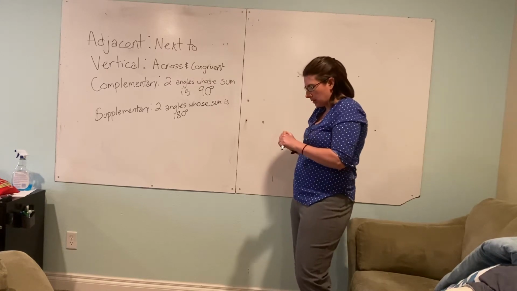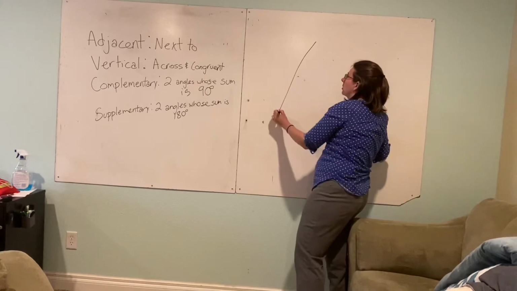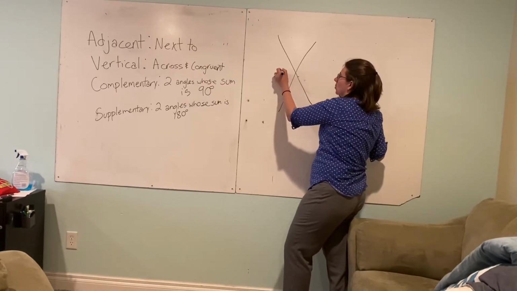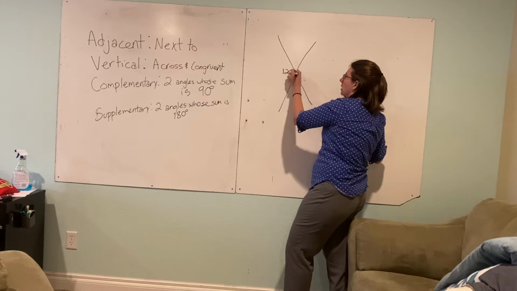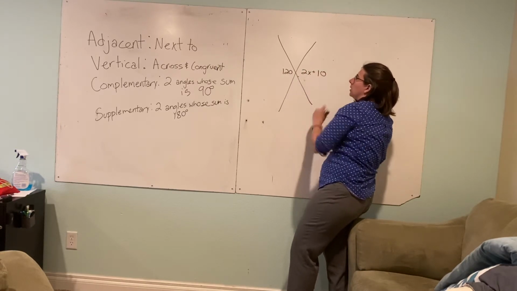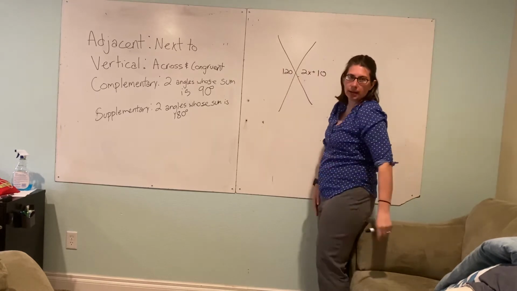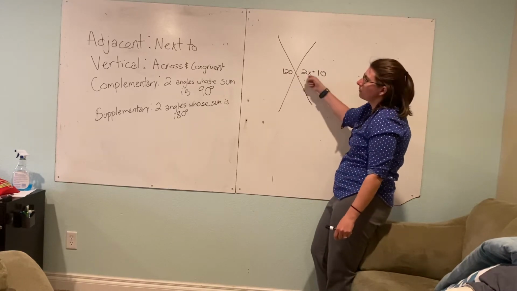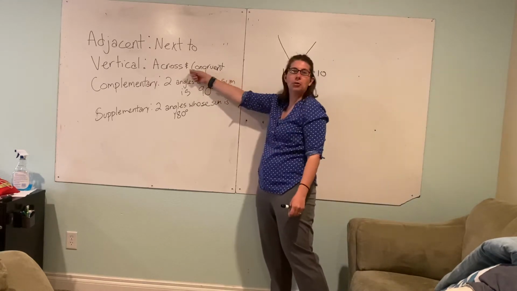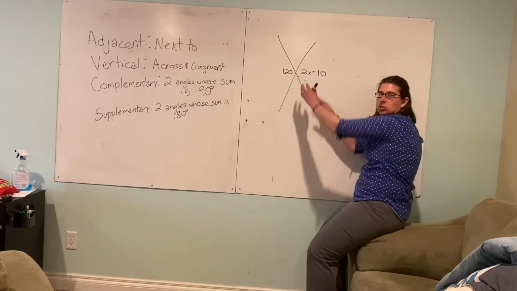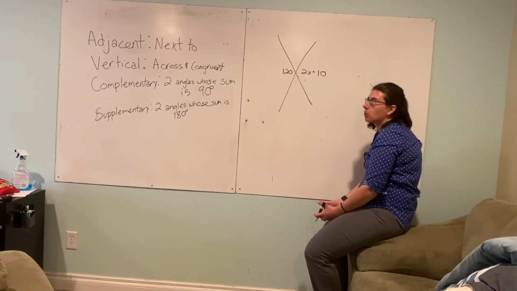So if I have this drawing right here, and this equals 120, and this is 2x plus 10, these are two intersecting lines, and they're across from each other. So these are vertical, and vertical angles are congruent. What congruent means is that these are equal. So this knowledge is just going to help me create my equation.